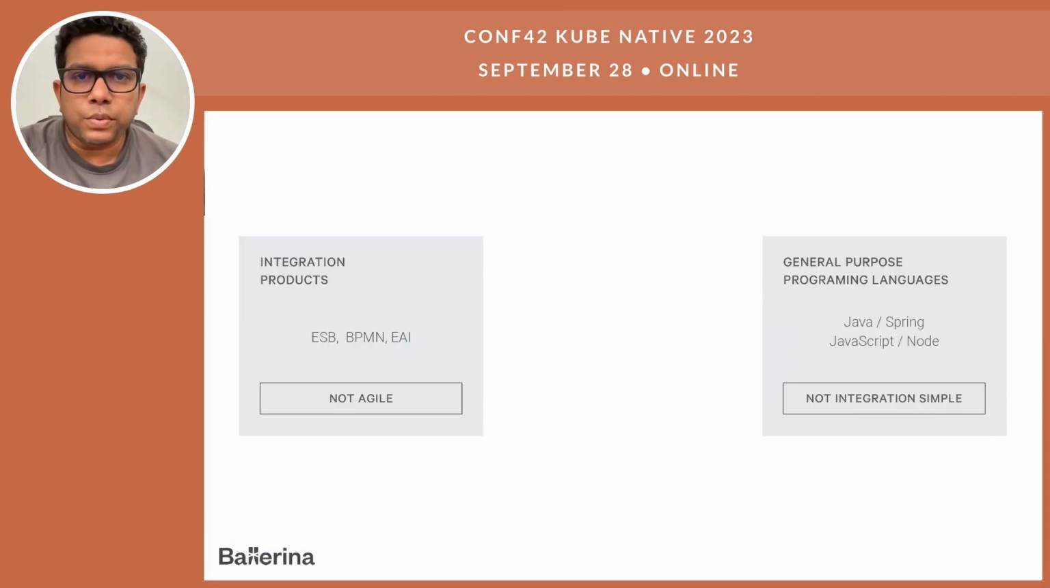In the past, we had two ways of solving this. On the left-hand side, we have used, and are still using, systems like ESBs, EAIs, that is Enterprise Service Bus, Enterprise Application Integration, and Business Process Management to solve this problem. These understand integration. They help make integration simple. And they have one big challenge, and that is that they are not agile.